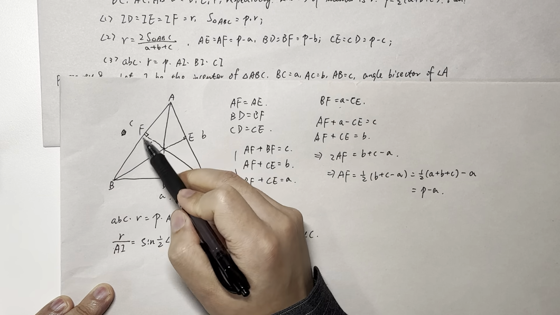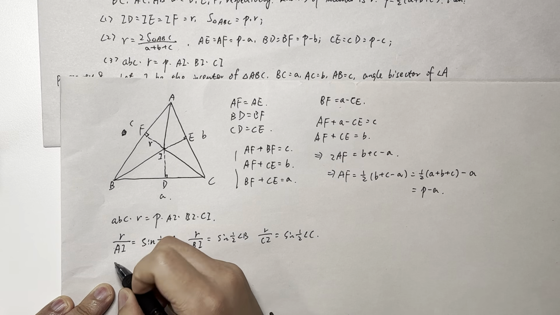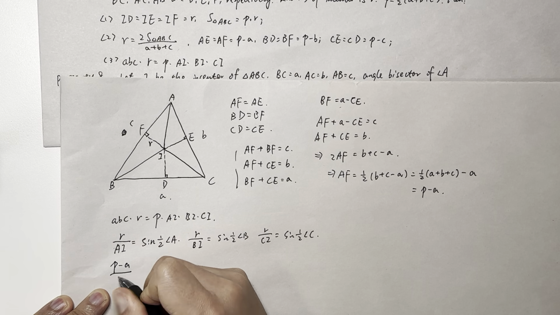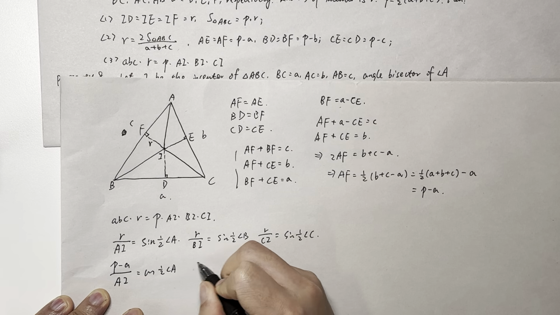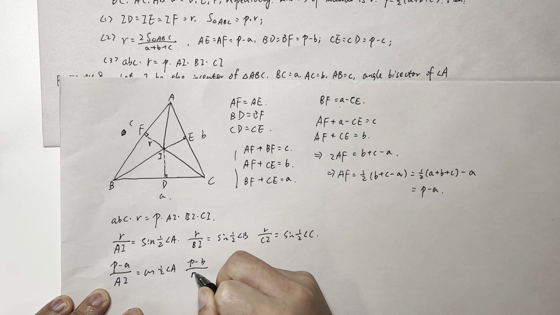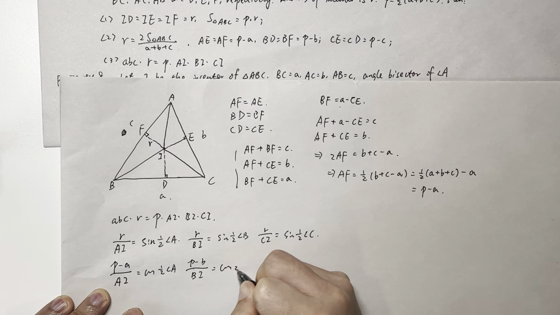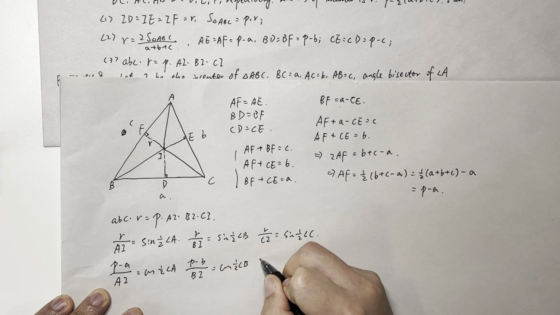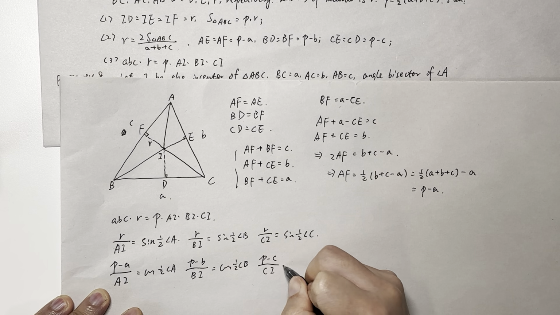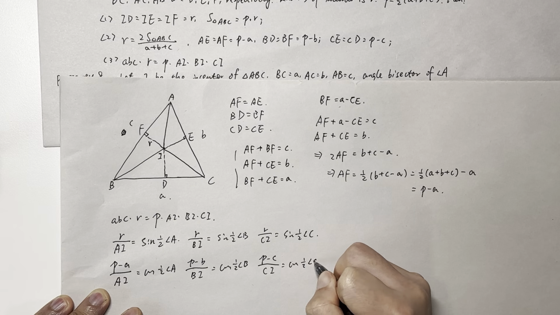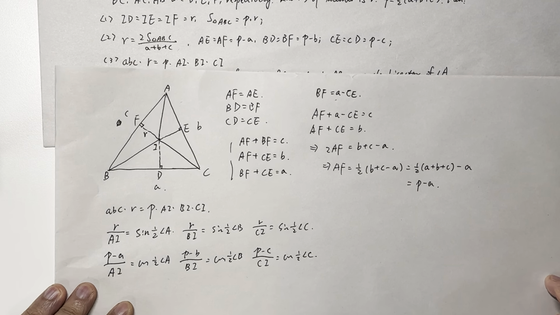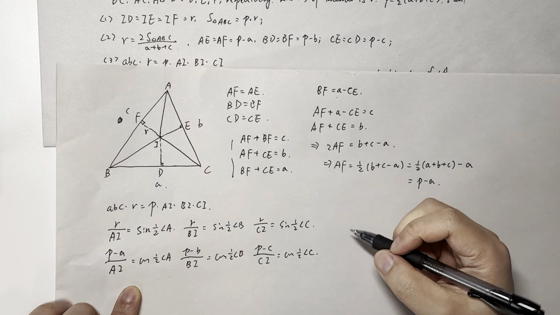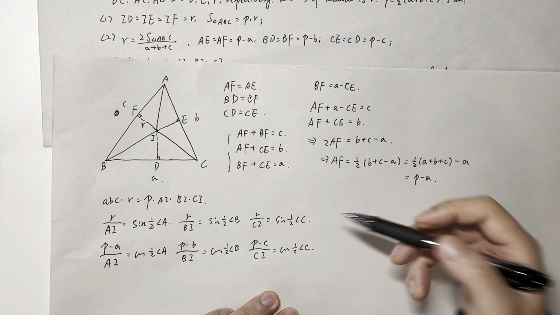Also, we already know AF equals P minus A, so (P minus A) over AI equals cosine of half of angle A. (P minus B) over BI equals cosine of half of angle B. (P minus C) over CI equals cosine of half of angle C. Right? So let's multiply them together.